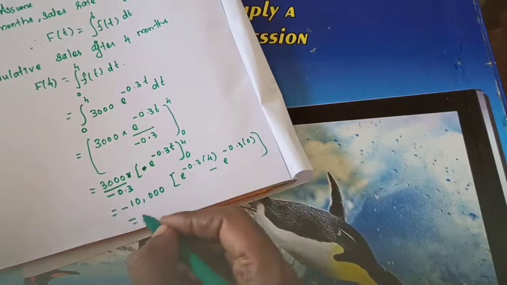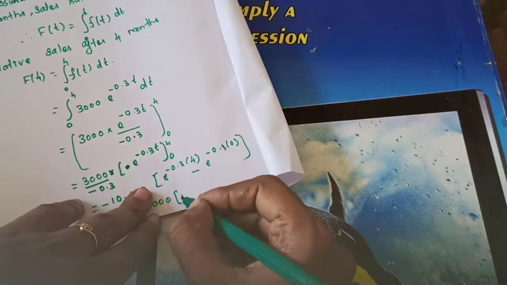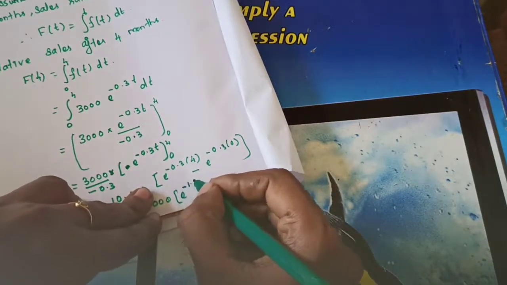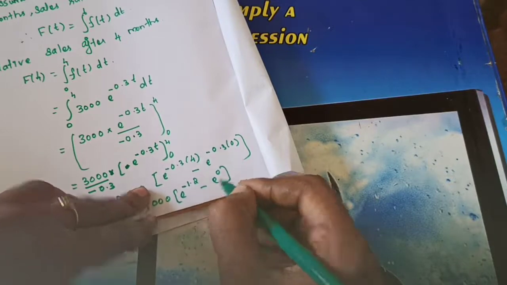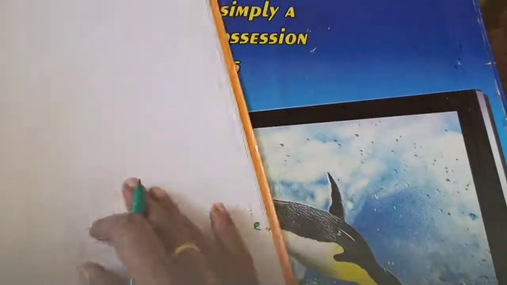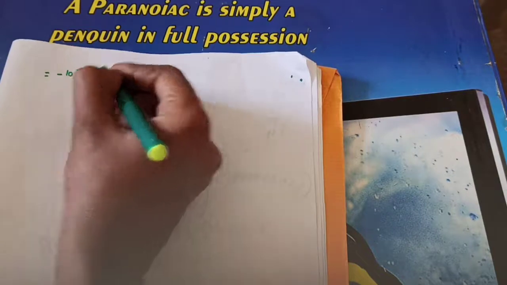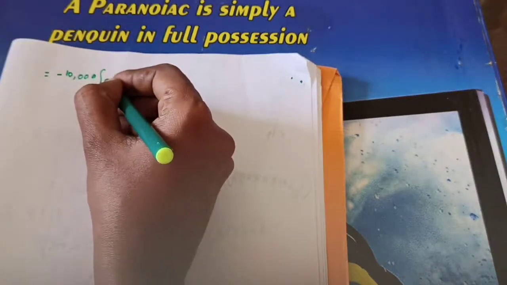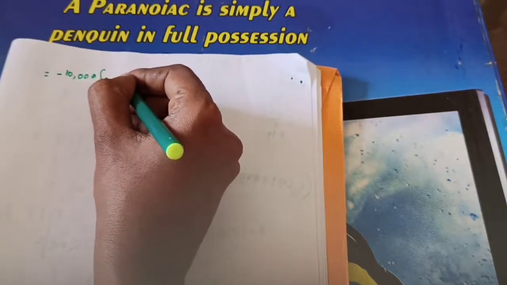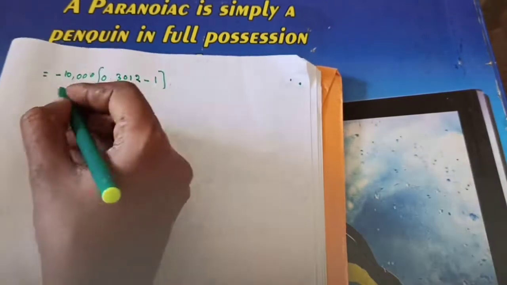Okay. So what's the value? Minus 10,000. So you will get here e power minus 1.2 minus e power 0. Okay. So in your question they gave the value for e power minus 1.2. We are going to substitute that particular value here. That is equal to minus 10,000 e power minus 1.2. The value is given as 0.3012. That is given in your question. E power 0, the value is 1.